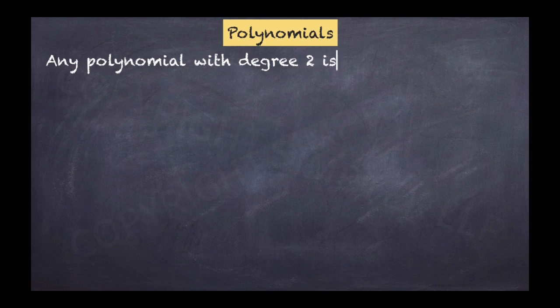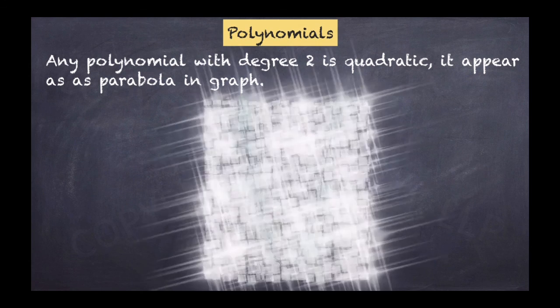Now, any polynomial with degree 2 is quadratic, it appears as a parabola in a graph.